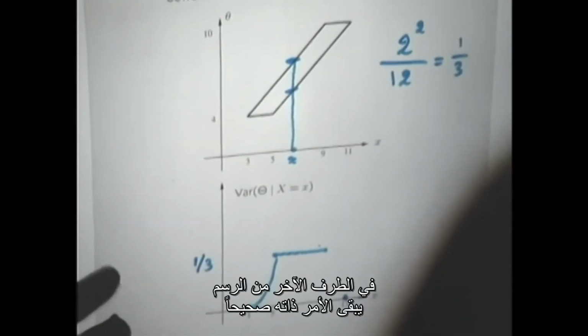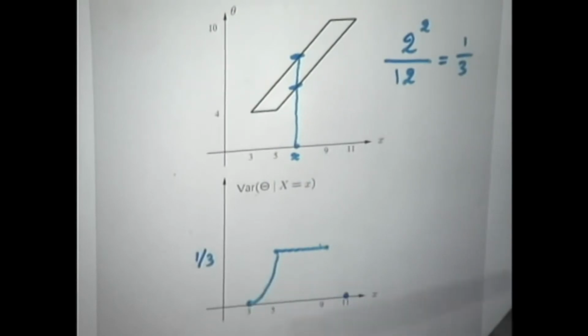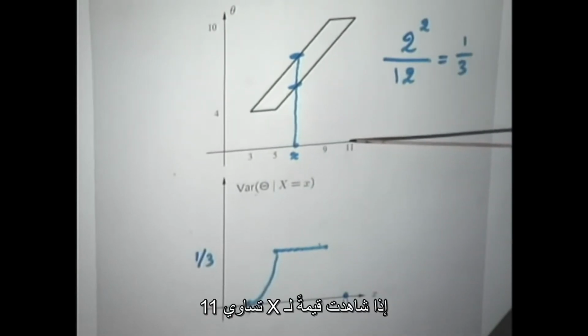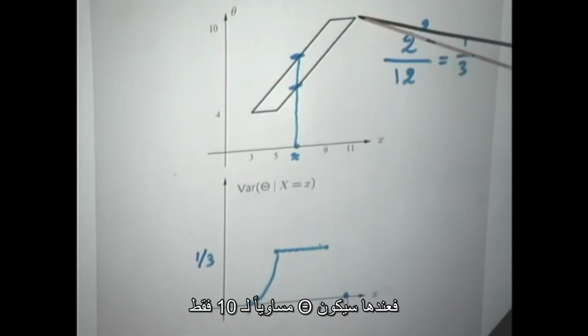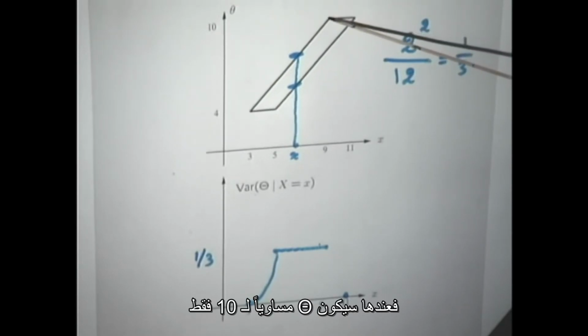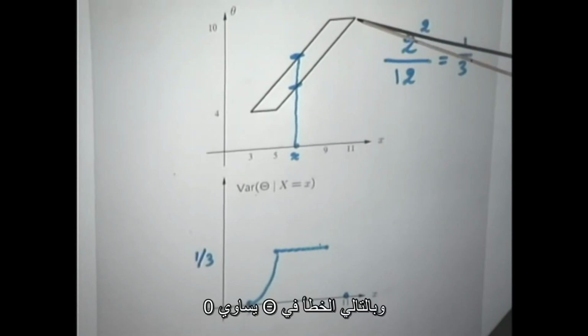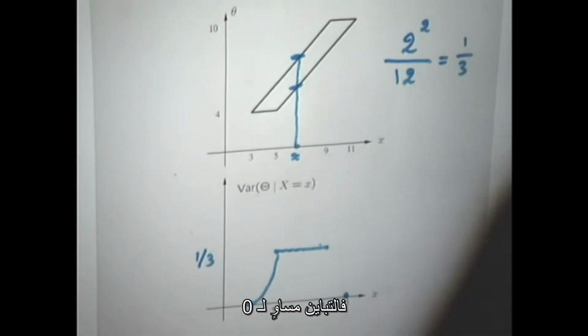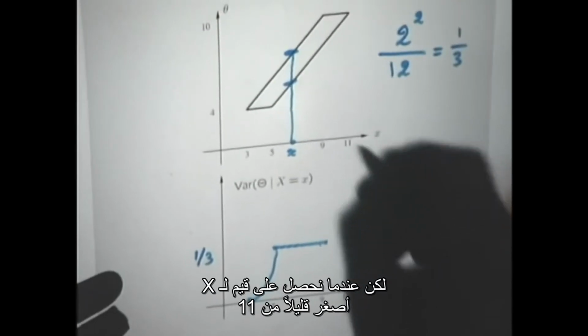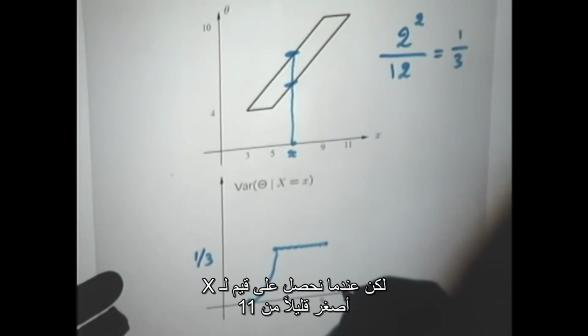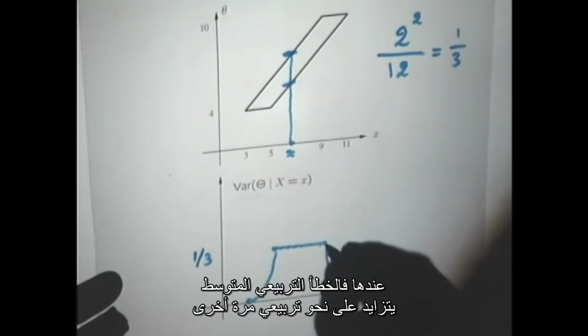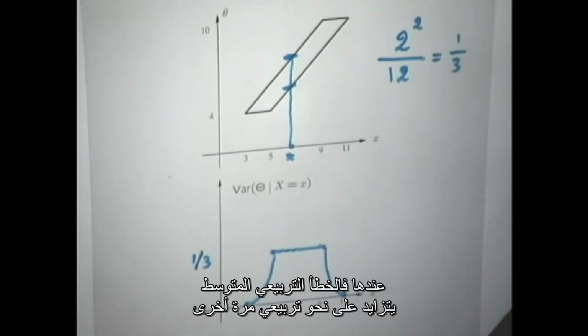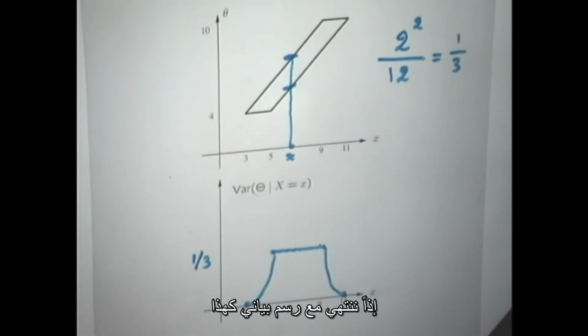At the other end of the picture, the same is true. If you observe an x which is 11, then theta can only be equal to 10. And so the error in theta is equal to 0. There's 0 error variance. But as we obtain x's that are slightly less than 11, then the mean squared error again rises quadratically. So we end up with a plot like this.